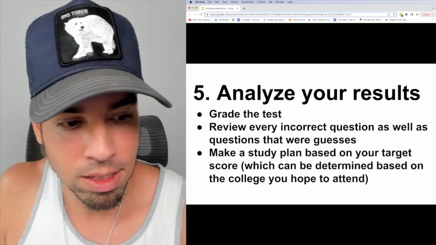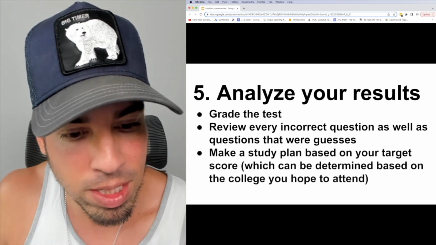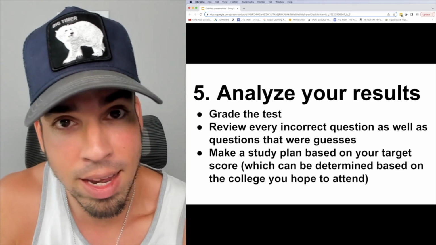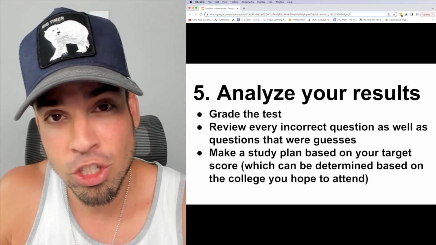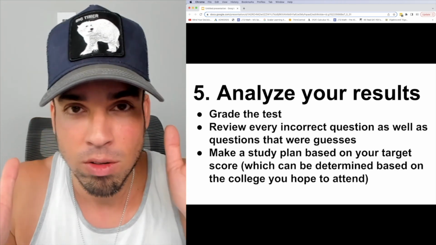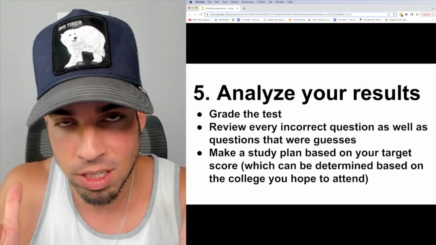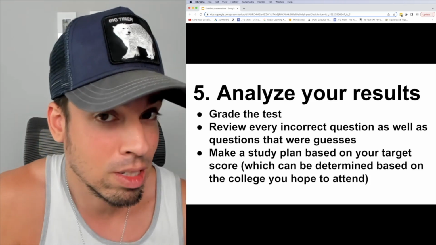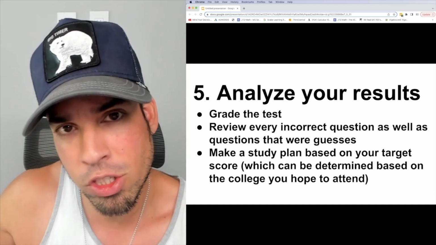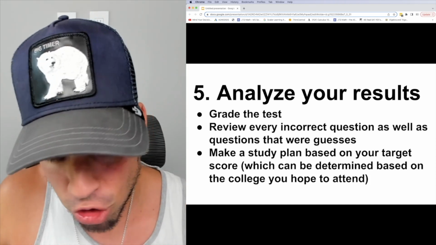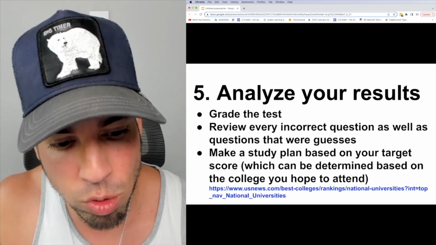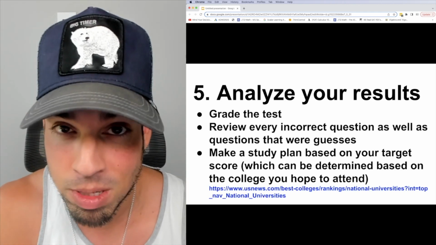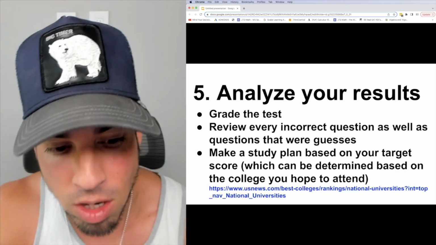Finally, you want to make a study plan based on your target score, and that can be determined based on the college you hope to attend. Now, every college is going to have different sort of thresholds, interquartile ranges, if you will, for what are acceptable SAT and ACT scores. So for example, if you want to go to Georgetown, you want to look on the US News website, okay, and here's the link again, that'll be in the description link below if you just want to click it and go.